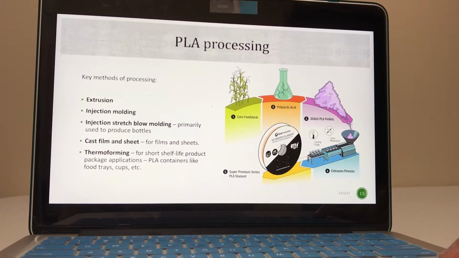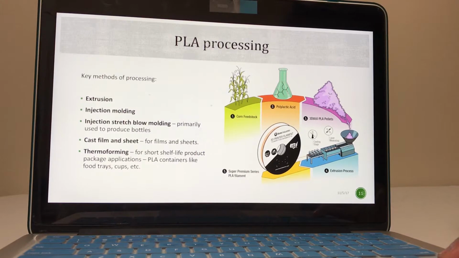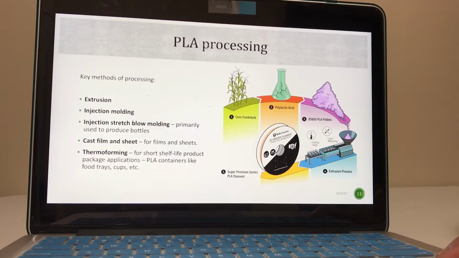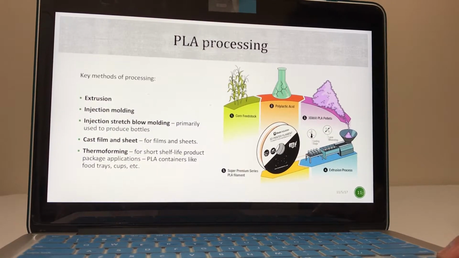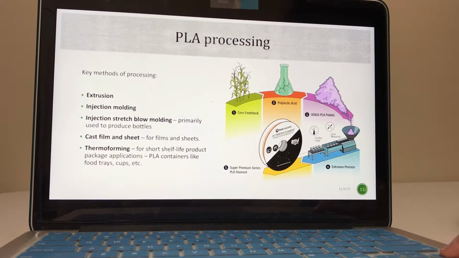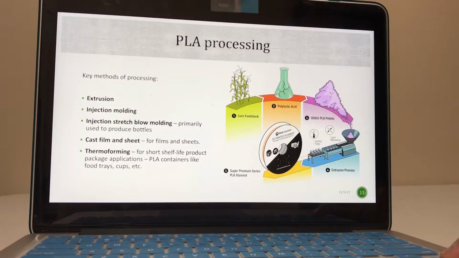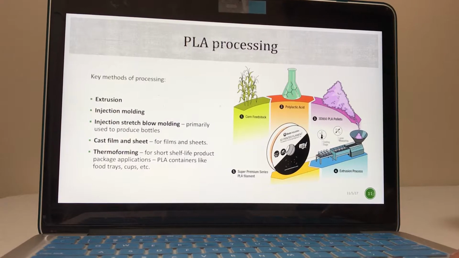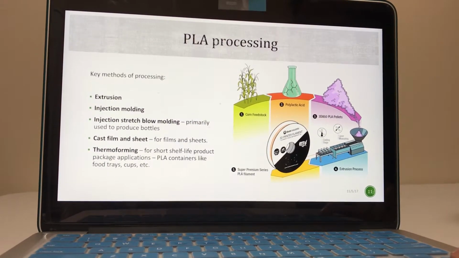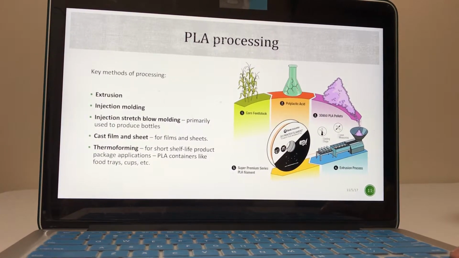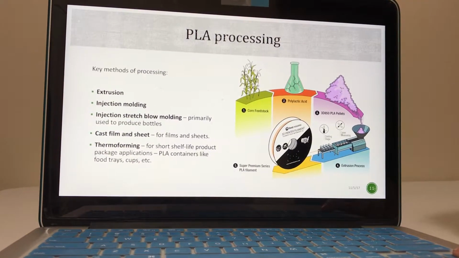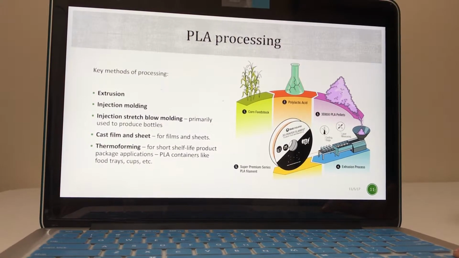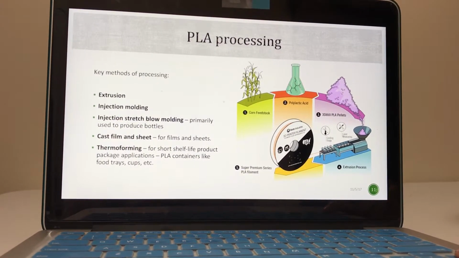This picture on the right shows PLA from the source to end use as a 3D printing filament through extrusion. Like other polymers, extrusion and injection molding can be used for PLA to produce commodities. Injection stretch blow molding produces bottles. PLA polymers can also be stretched into films, sheets, and filaments. Thermoforming is used to produce PLA containers like food trays and cups for short shelf life product applications.